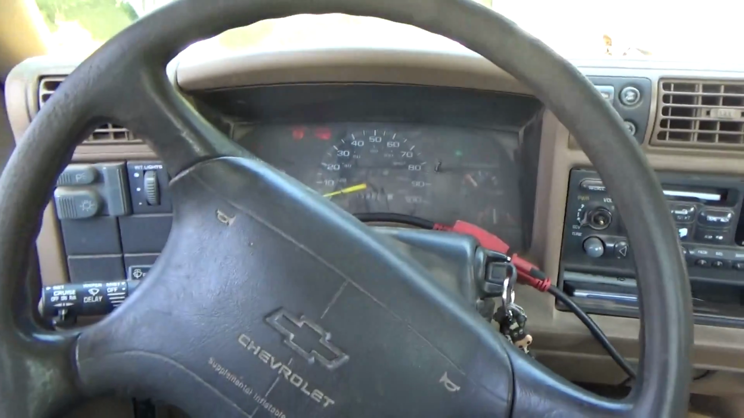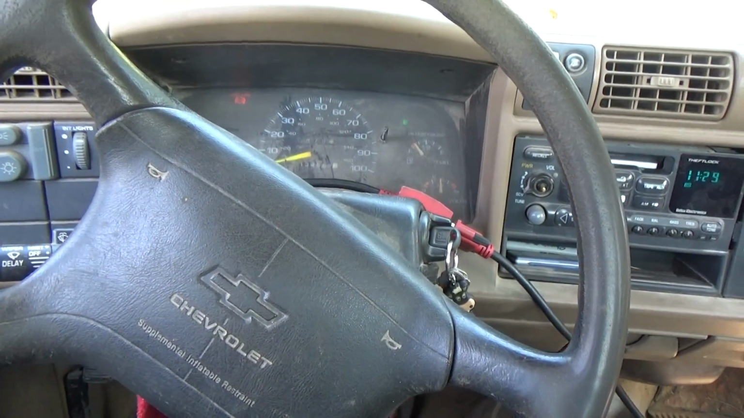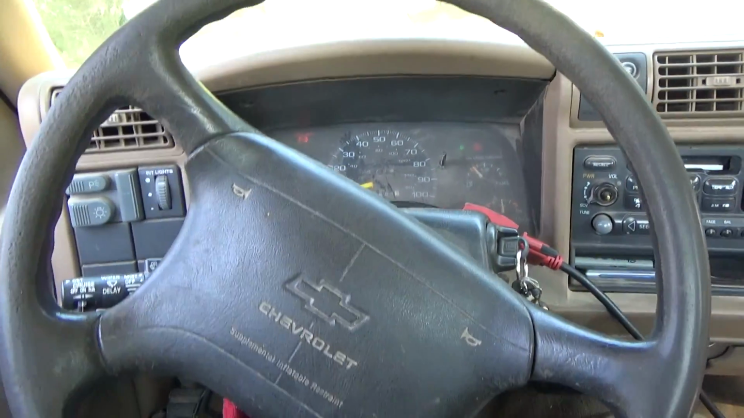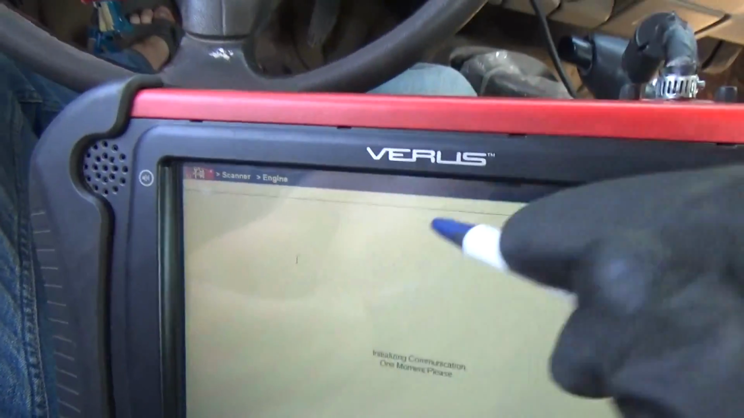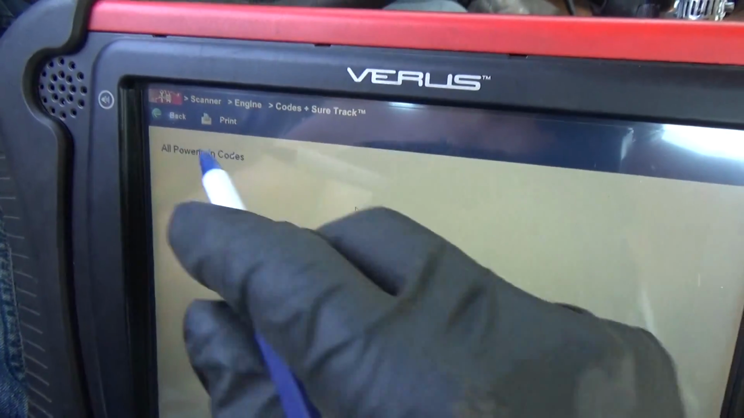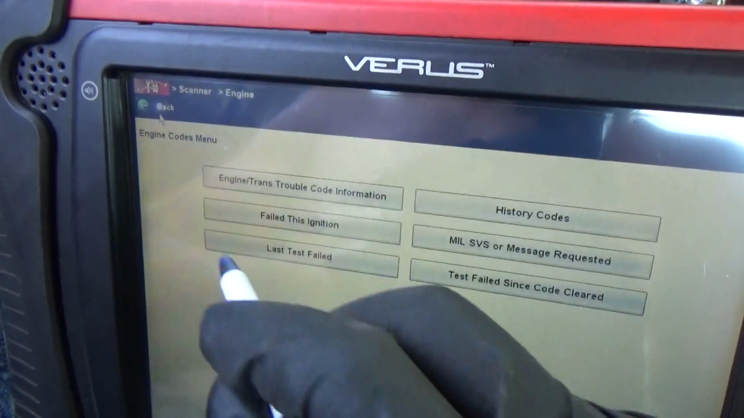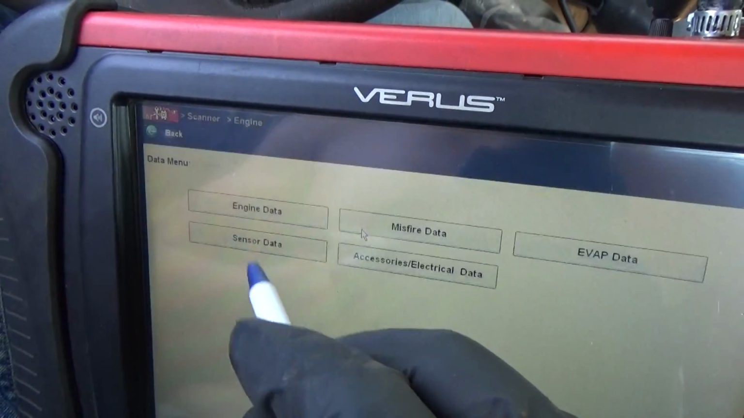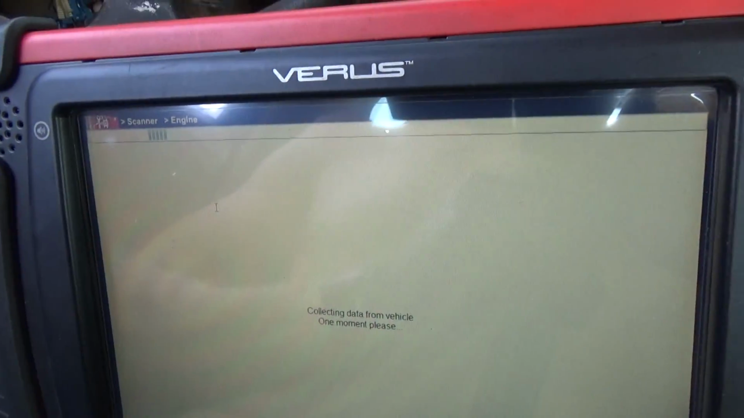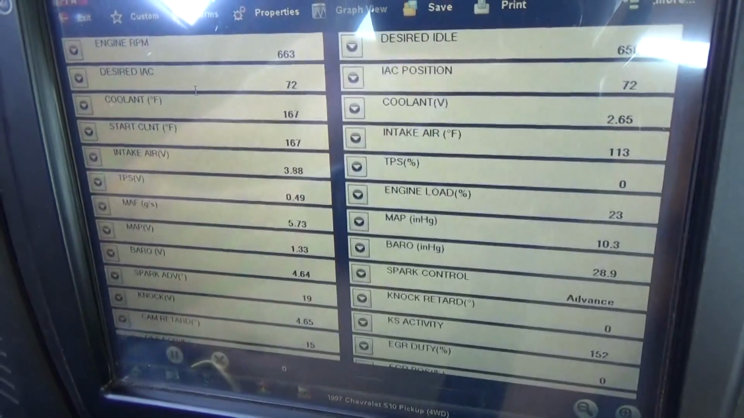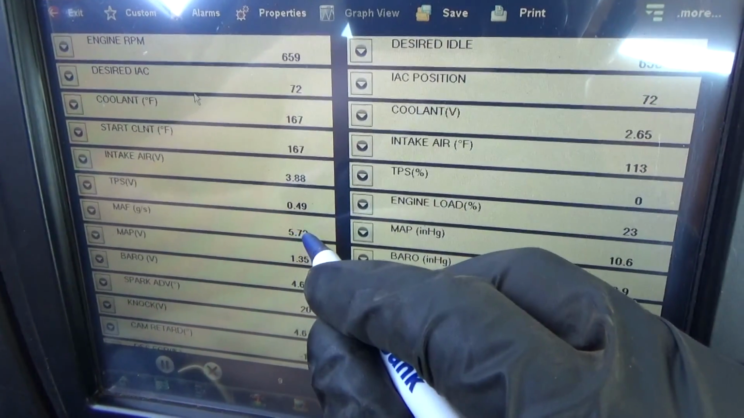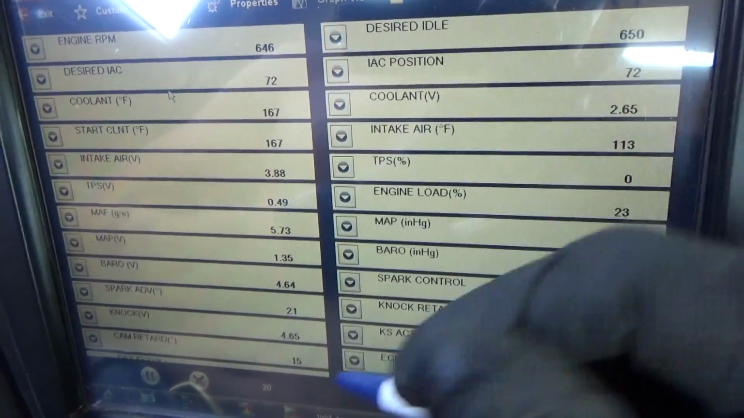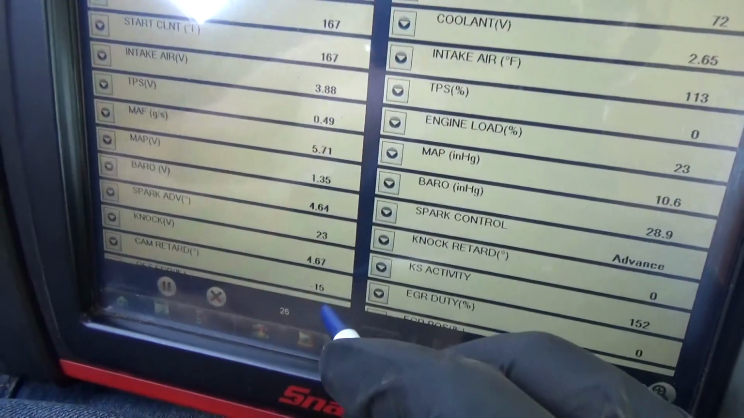Still a long crank time there. Maybe better throttle response. Let's see. Display codes. No codes present. Back to our menu, data. Look at engine data, see if we have a mass airflow signal present. Hooray, 5.7. And fuel trims. Look, our cam retard is minus 15 now.